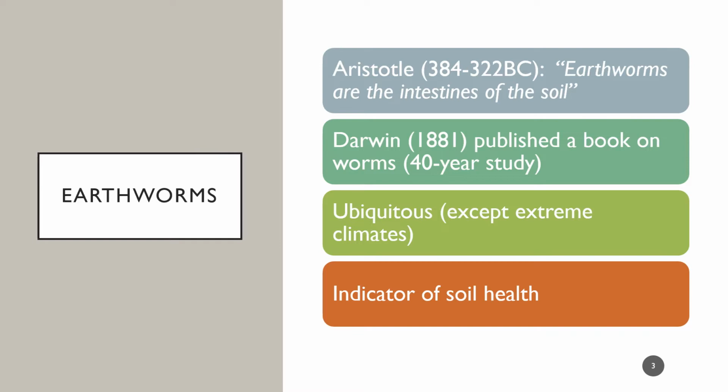We find earthworms in almost every type of ecosystem except very extreme climates, such as desert or permafrost. And we usually recognize them as an indicator of soil health. If you guys have a garden, you might be happy to see worms in your garden because it means it's a healthy garden and there is bioturbation happening. But as we will see later in this lecture, this soil health indicator might be only valid for agricultural soils.